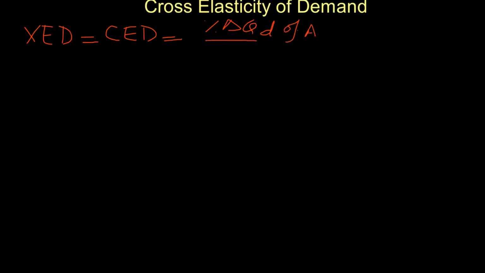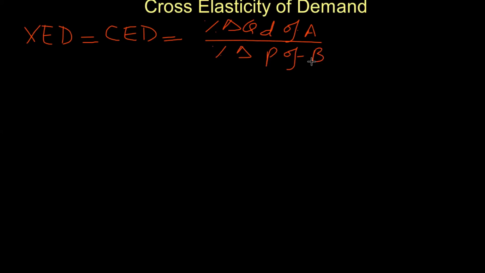Cross elasticity of demand is a really important topic for every businessman to know, so that they can take decisions accordingly. It is denoted as XED, or it is also denoted as CED. So both terms are used for cross elasticity of demand, and it is calculated as percentage change in quantity demand of product A divided by percentage change in price of product B.